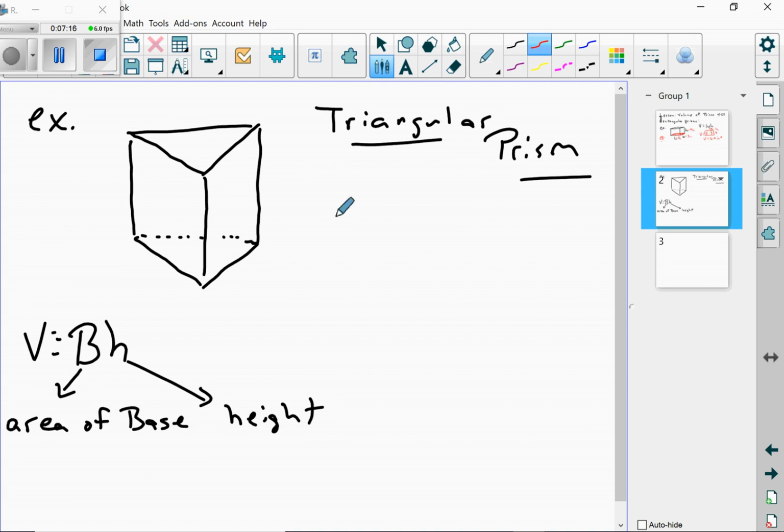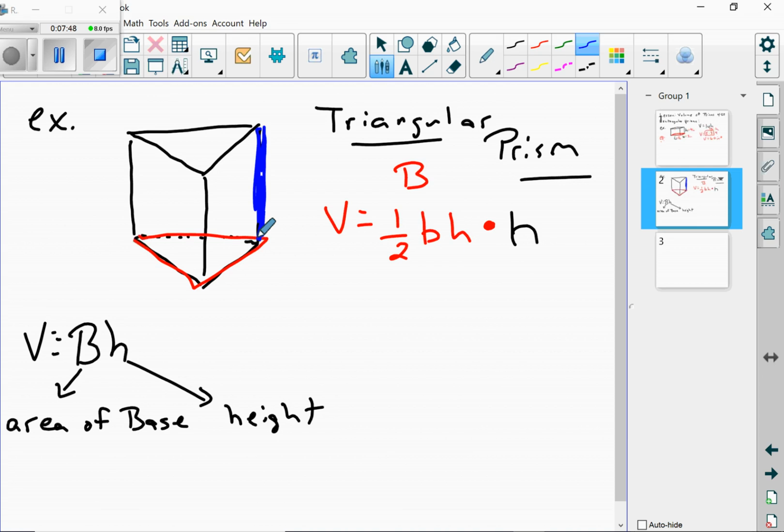So for this problem, for the triangular prism, if we do capital B, which is the area of the bottom, well, that's a triangle, right? So this triangle right here in red, we have to find the area of that shape. The area of that shape is going to be 1/2 times base times height, because that's the area of a triangle. The next thing we do is multiply this by another height. Well, this height's going to be, I'll do this in blue, the distance between the two triangles, okay?